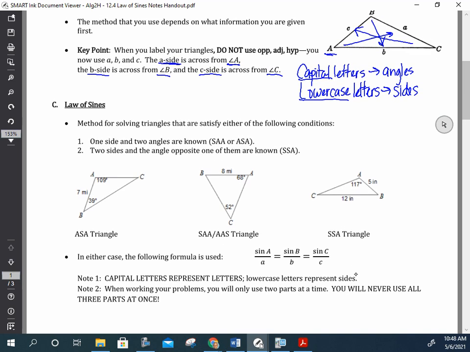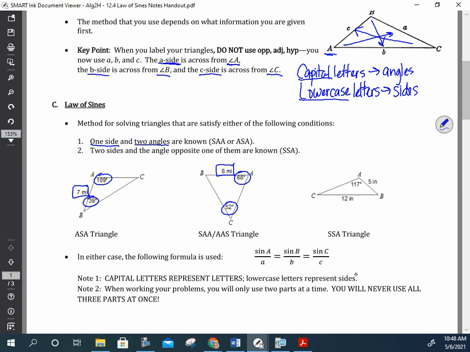All right, so law of sines. There are two scenarios for the law of sines. Scenario one, you have one side and two angles. Notice for the first triangle, you have two angles and one side. Second triangle, you have two angles and a side. So you can use the law of sines if that happens.